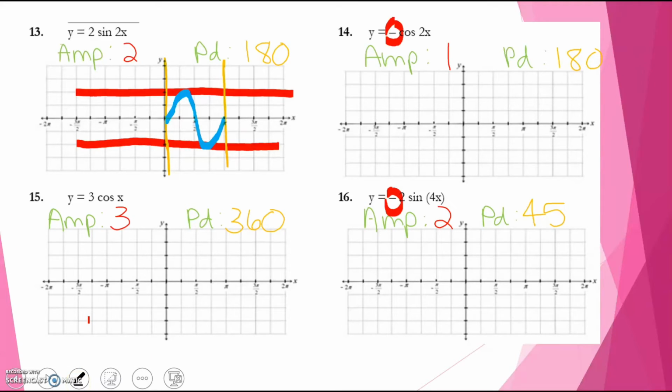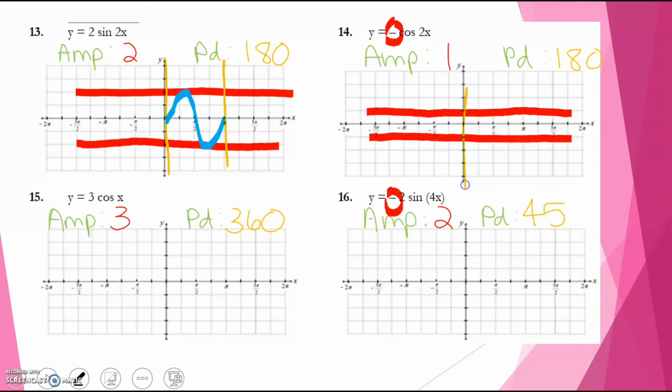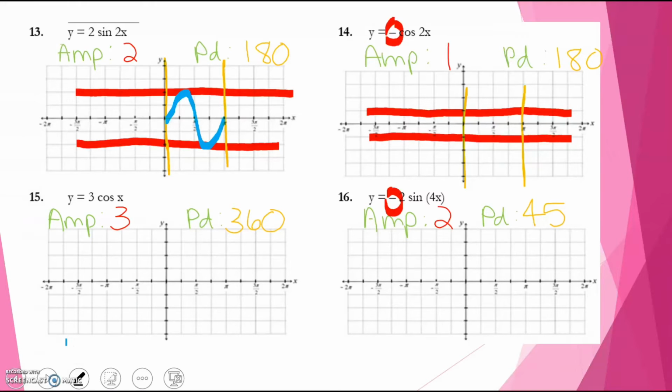For the next one, the amplitude is 1. So it's going to be a very small graph. So 1 above, 1 below. Period is 180. So start at the axis. 180 is the same thing as pi, so it ends right there. So it needs to fit in that little box there. And then it is flipped. So usually cosine starts at the top, and since it's flipped now, it's going to start at the bottom. It's going to rise all the way to the top, then end at the bottom.